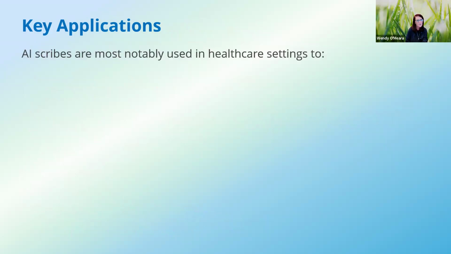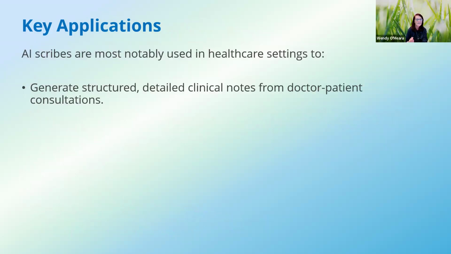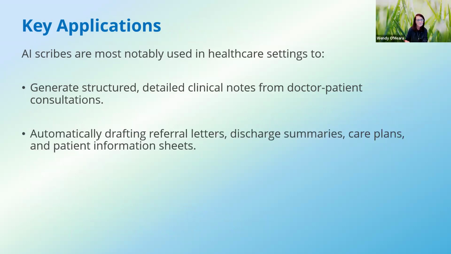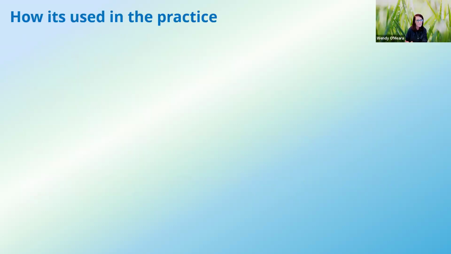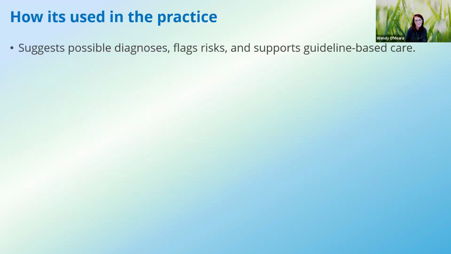Basically, the simplest form is to talk is AI scribe, which is what we use in general practice. AI scribes are notably used in healthcare settings to generate structured, detailed clinical notes from a doctor-patient consultation, automatically drafting referral letters, discharge summaries, care plans, and patient information sheets to assist you in ensuring that your time is spent with the patient and not on paperwork. It reduces the administrative burden on clinicians by handling the bulk of the documentation work. So again, freeing you up to just be present with the patient during the consultation.